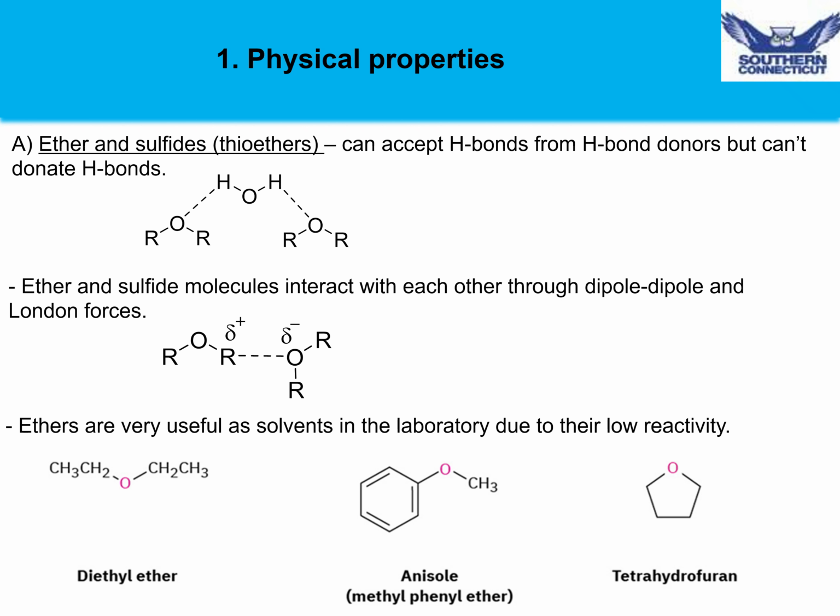Ethers and sulfides are hydrogen bond acceptors, but they're not capable of donating hydrogen bonds. When mixed with a hydrogen bond donor, such as water, they can accept a hydrogen bond as shown here, but they're not able to donate a hydrogen bond since they do not contain a hydrogen on an oxygen or another electronegative atom. Ethers and sulfides interact with each other through London forces as well as dipole-dipole interactions.